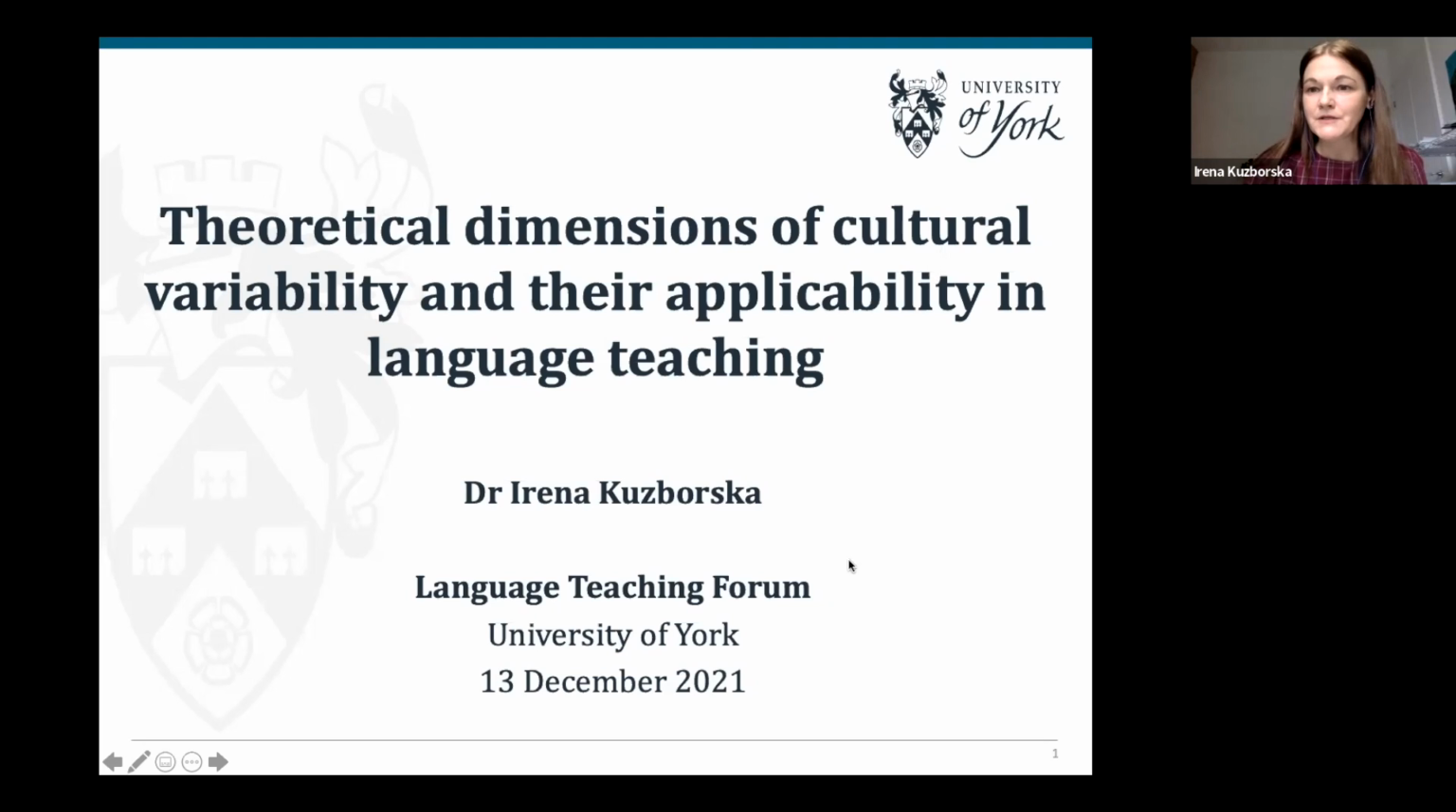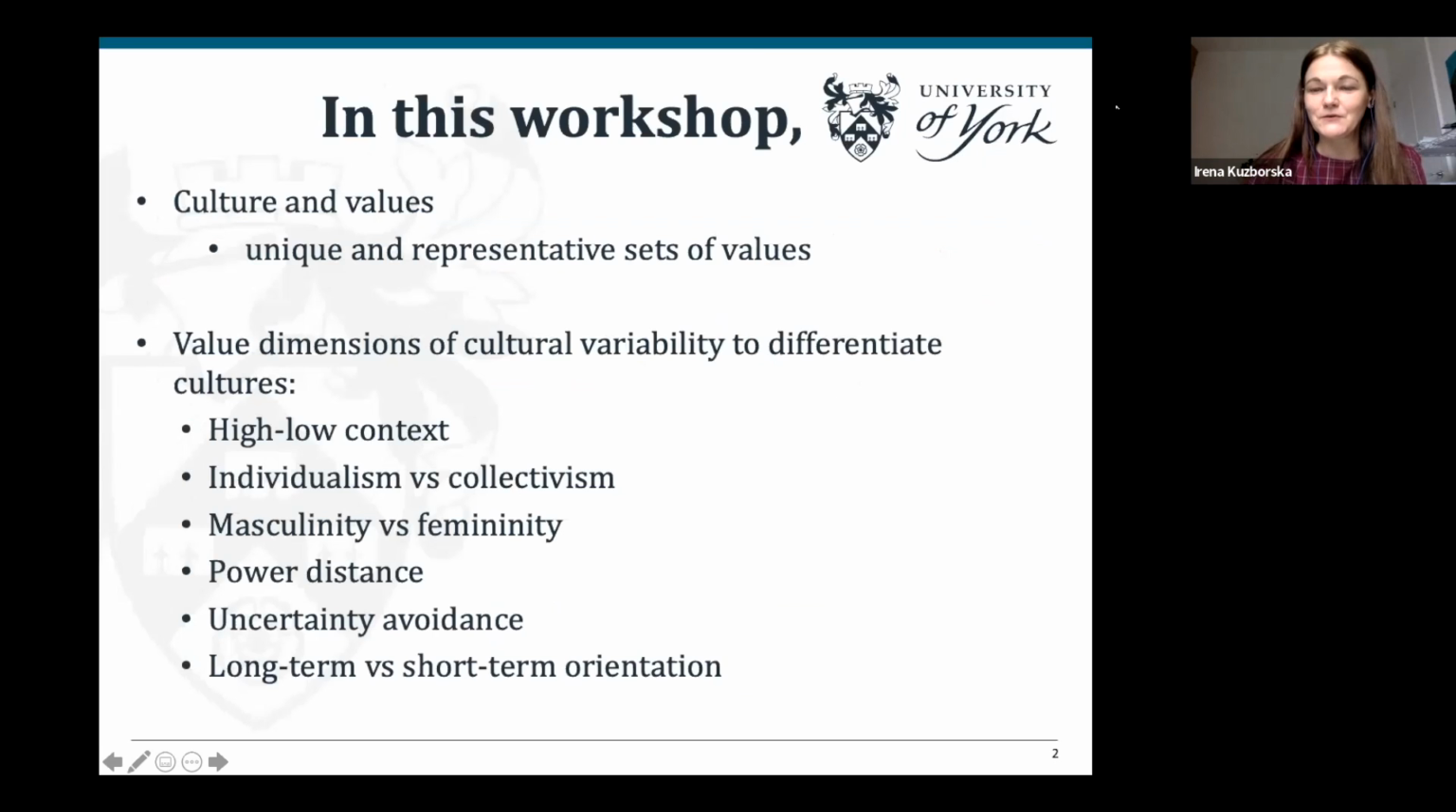So I hope this workshop will be useful for you in different ways. So just briefly, what exactly I'm going to do in this workshop. First of all, I'll give a brief introduction to the understanding of culture and how values play an important role in our interaction.